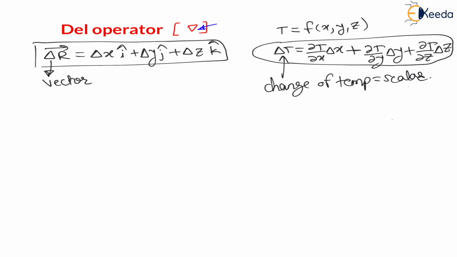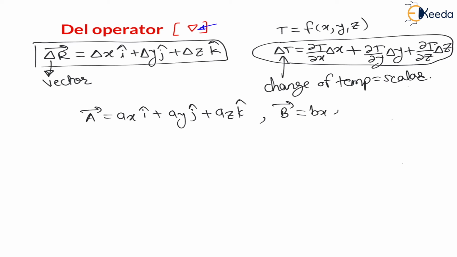And just now at the start of the lecture we have seen, if vector a is given, that is axi plus ayj plus azk, this is vector a. Similarly, vector b is given, that is bxi plus byj plus bzk.